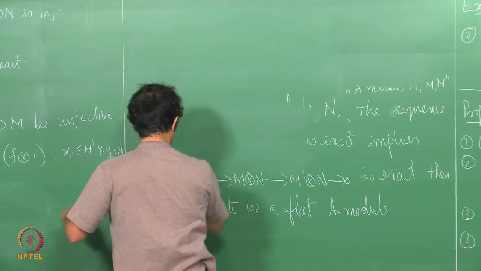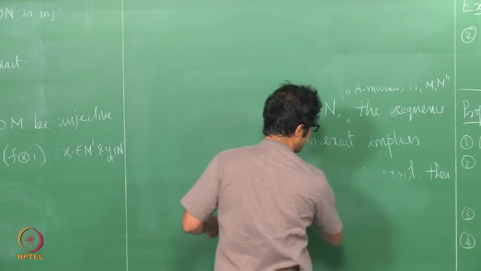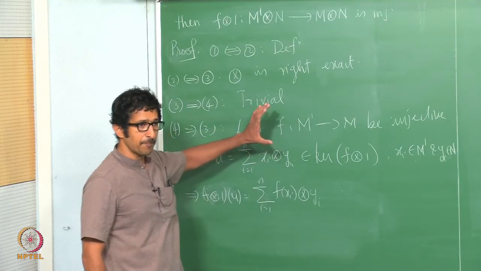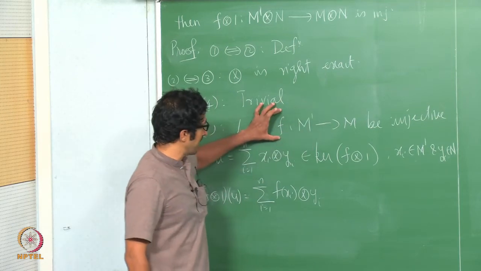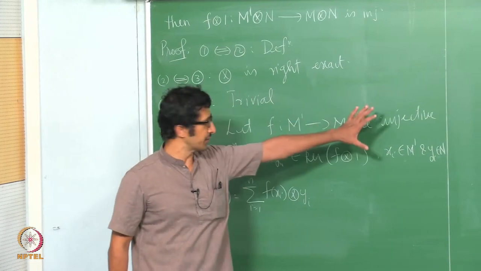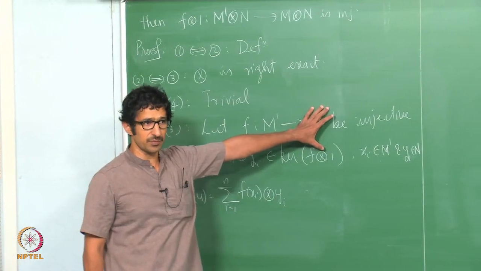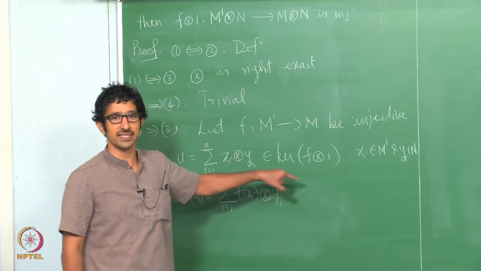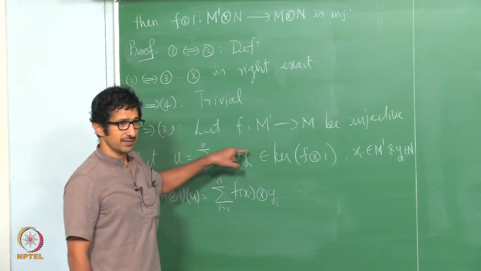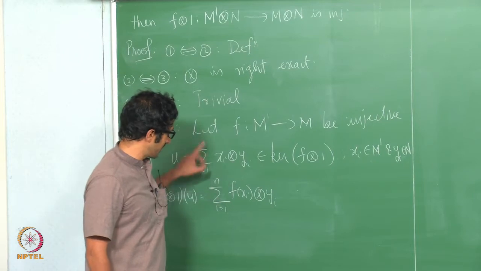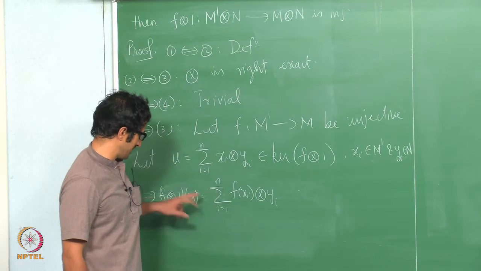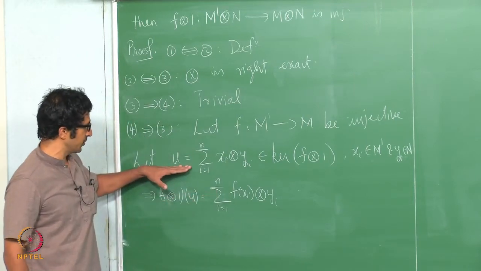See, I need to bring in a finitely generated module. How do I bring in a finitely generated module here? If I can think of f as a map from a finitely generated module to a finitely generated module, then I can say that its corresponding tensor product will also be injective. So, what is the obvious possibility here? Right now my aim is only to show that u is 0.